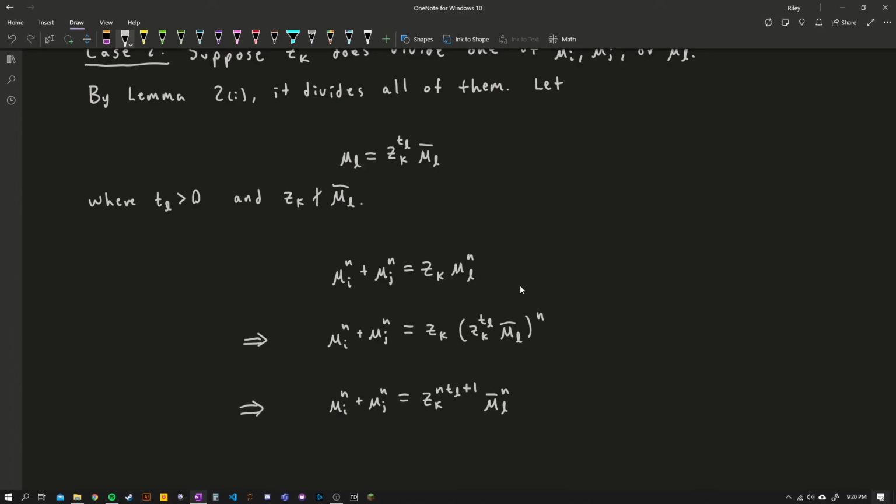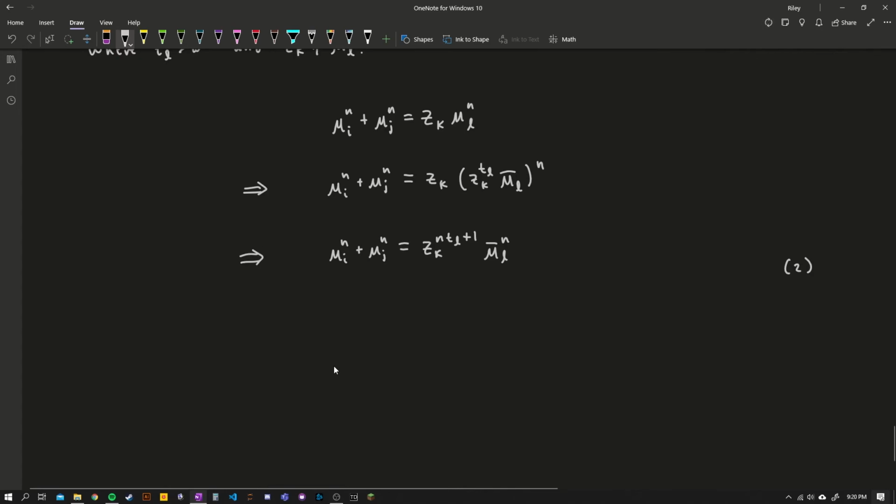Here I just substituted this in for mu sub l, carried the n power through both terms, and then pulled out all the factors of z_k that I could. And I'm going to label this equation 2. And now I want to use a combination of the three lemmas from the beginning to factor the left-hand side of this equation and then pull out factors of z sub k. So starting with lemma 1, we can factor this right here like so.